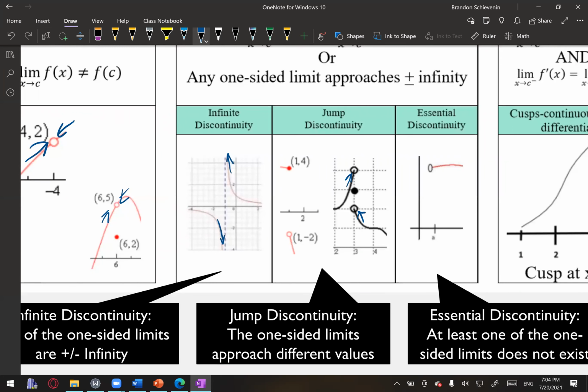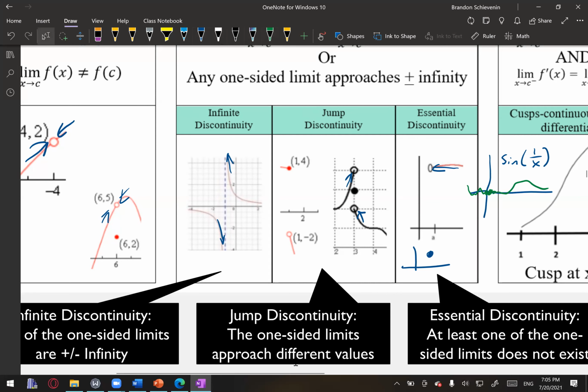And lastly, an essential discontinuity is anytime that one of our one-sided limits does not exist. It could also be what happens if both of our one-sided limits don't exist. So that would be just a point floating in free space. Or if we had an oscillating function. So that would be something like the sine of 1 over x, as you approach 0, oscillates forever.